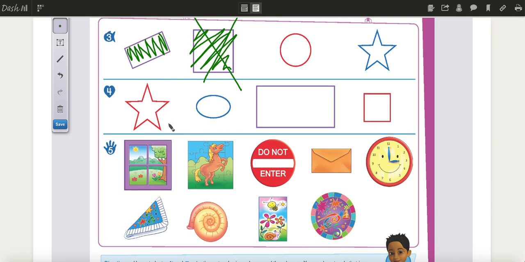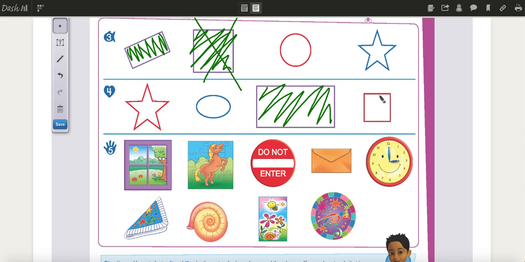Number 4. Is this a rectangle? That's a star. What shape is this? Oval. What shape is this? Rectangle. So we're going to color it in.